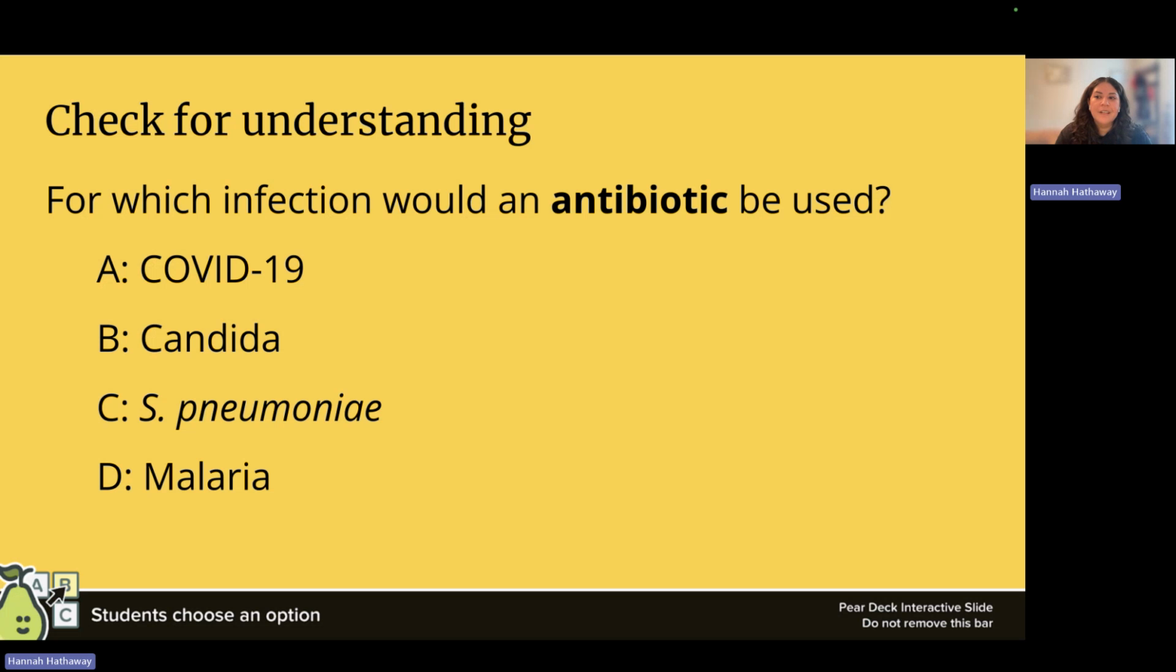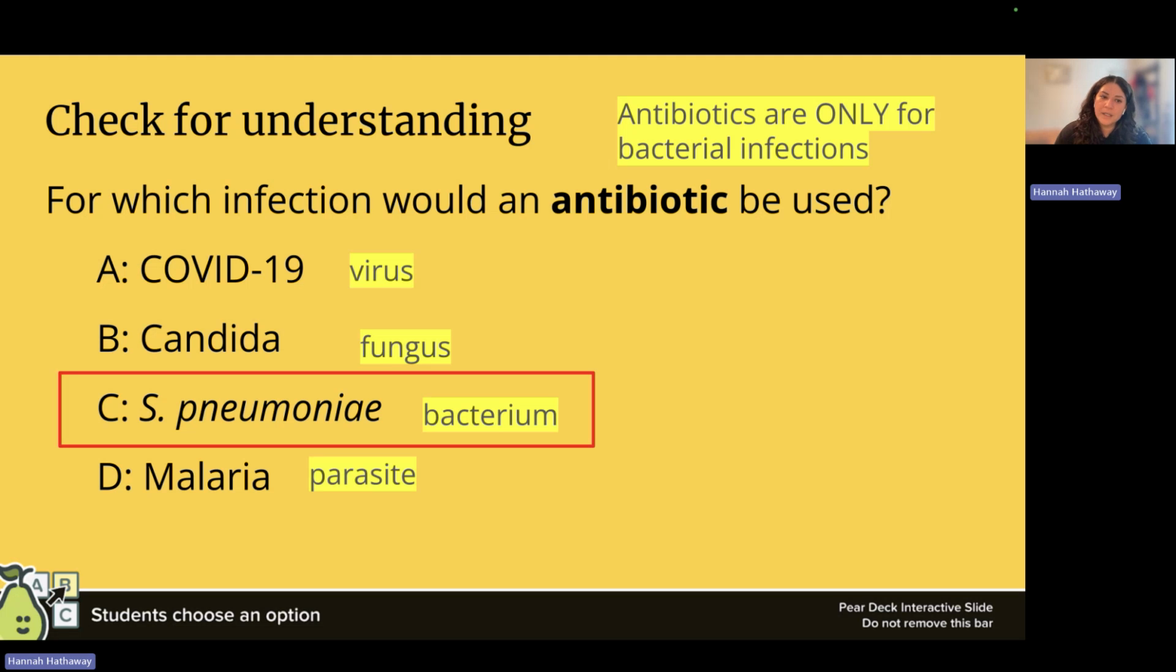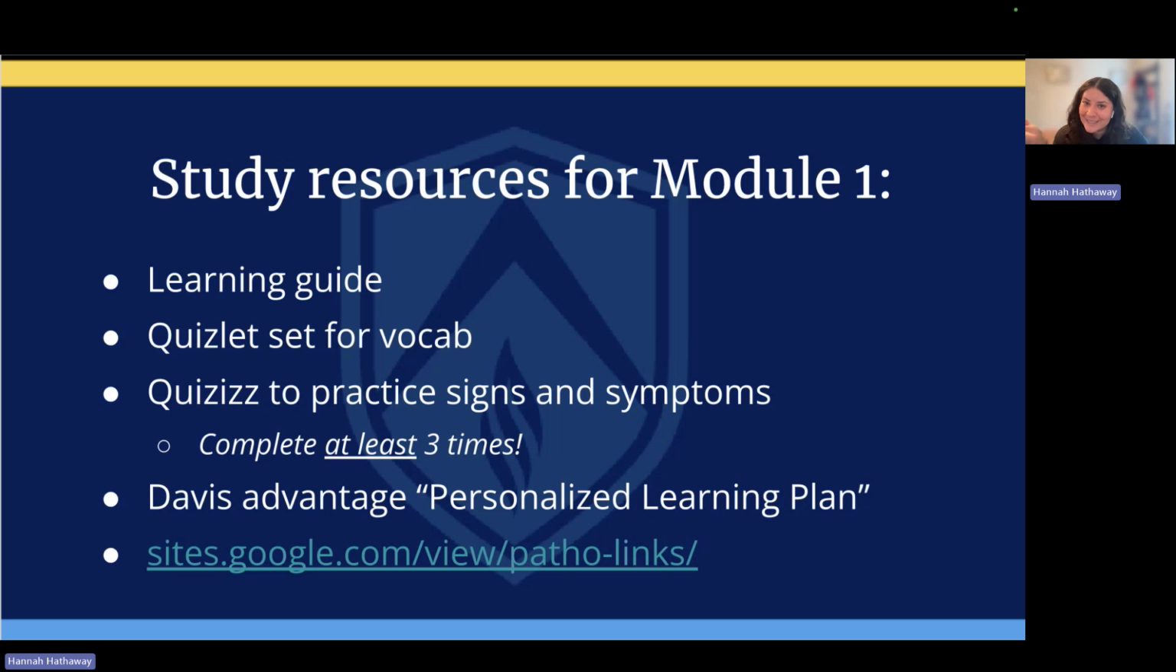Check for understanding. For which of these infections would an antibiotic be used? Okay, so remember, antibiotics are only for bacterial infections. So another way of asking this question is, which of these infections is caused by a bacterium? So COVID-19, that's a virus. Candida, that's a fungus. S. pneumoniae, that is a bacterium. And malaria, that is a parasite. So which is the only one which we would use an antibiotic for? That would be C, S. pneumoniae.